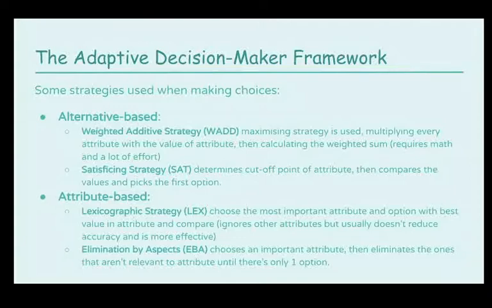And the last one would be elimination by aspects. So you choose an important attribute when you're doing decision making, and then you eliminate the options one by one until there's one option left. This can be a bit time consuming. However, it can effectively and slowly eliminate the options one by one to the one that you actually want.